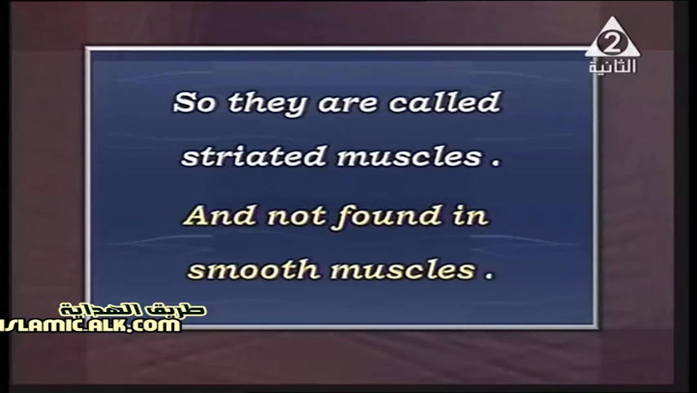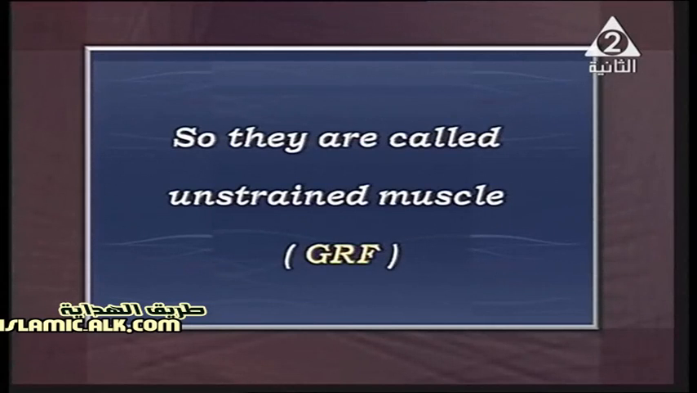And I need you to know that the striation is not found in smooth muscles. Easy? So they are called what? Unstriated muscle. And actually it is a possible exam question: give a reason here. The striation appears only in the skeletal and the cardiac muscle, not in the smooth muscles.